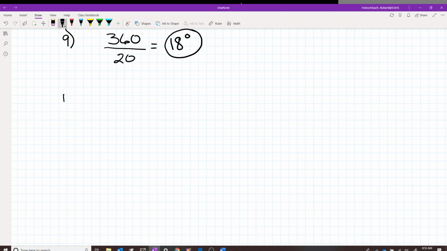Number 10. I'm going to draw the only part of number 10 that really matters. A jewelry box is in the shape of a regular pentagon. It is packaged in a regular box as shown here. The box uses two pairs of congruent right triangles. You've got this picture going on. And this pentagon goes down here.